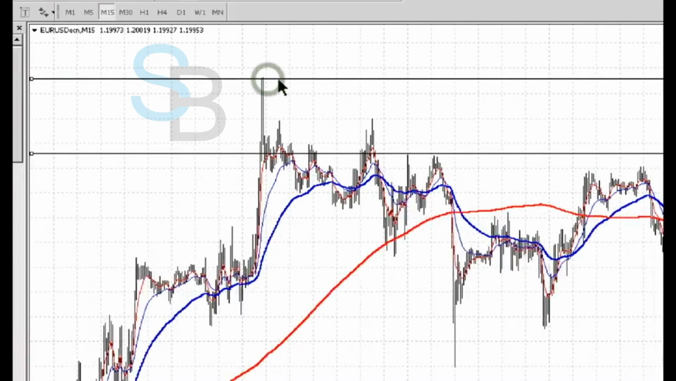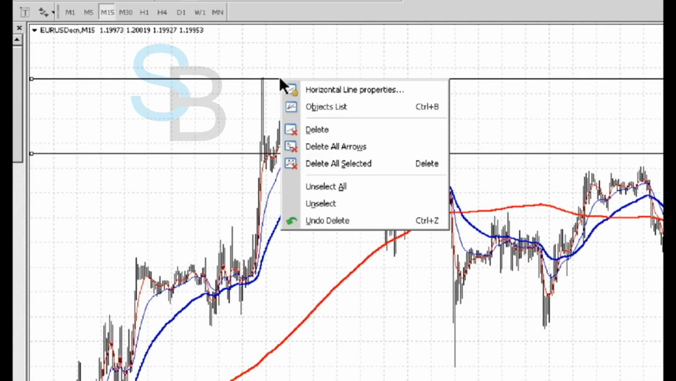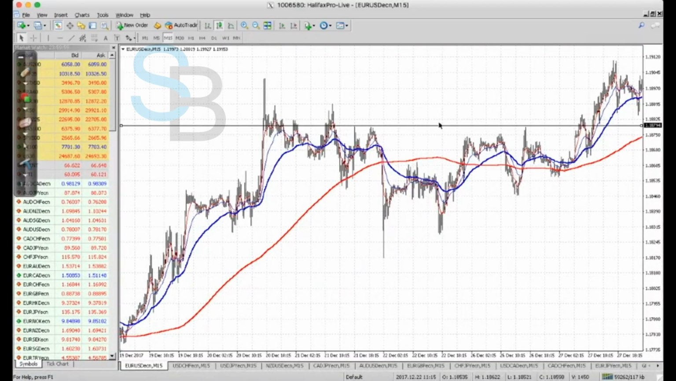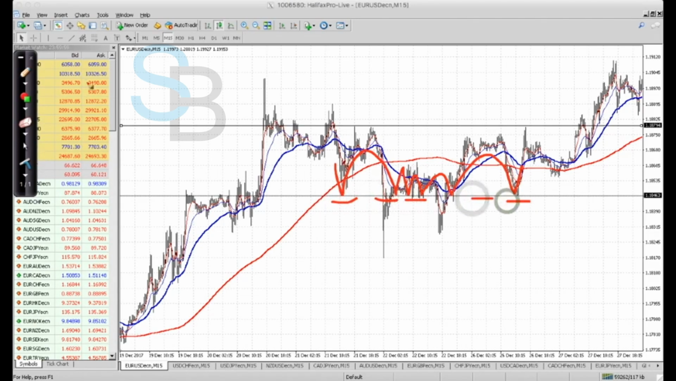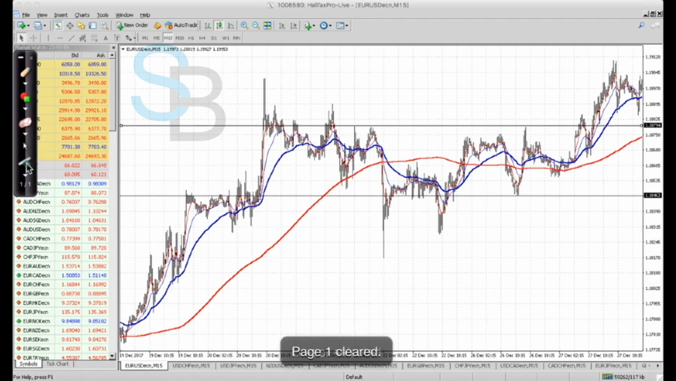Double click, right click, delete. Okay, so I find there's a resistance over there, and where would I draw a support? I would draw it somewhere here. Why? Because again, I can see it's pretty significant, right? It's tested more. You can see it went down. This is 1 test, 2 tests, 3 tests, 4 tests, 5 tests, 6 tests, right? So it's tested many times. It's a significant level. Okay, so that's where I draw my support.